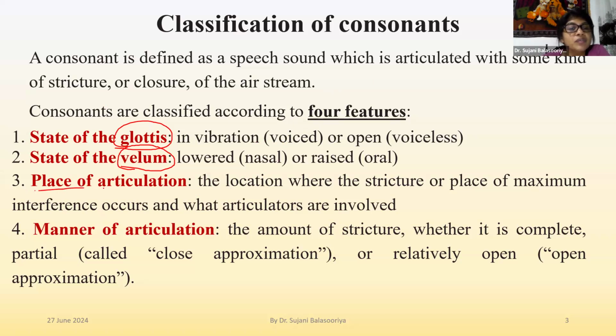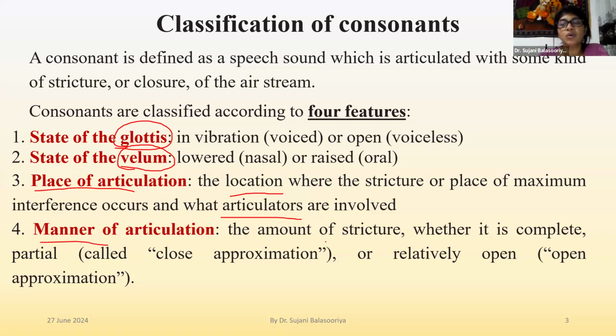And when you talk about the place of articulation, that talks about where, particularly in which place inside your vocal tract, especially inside the oral tract, you produce the relevant consonant sound. Location, right? Location where the stricture or place of maximum interference occurs and what articulators are involved, right? We talk about the particular location of a consonant sound which is produced inside the oral tract, as well as what kind of articulators are coming into contact in producing that sound, and the place of articulation.